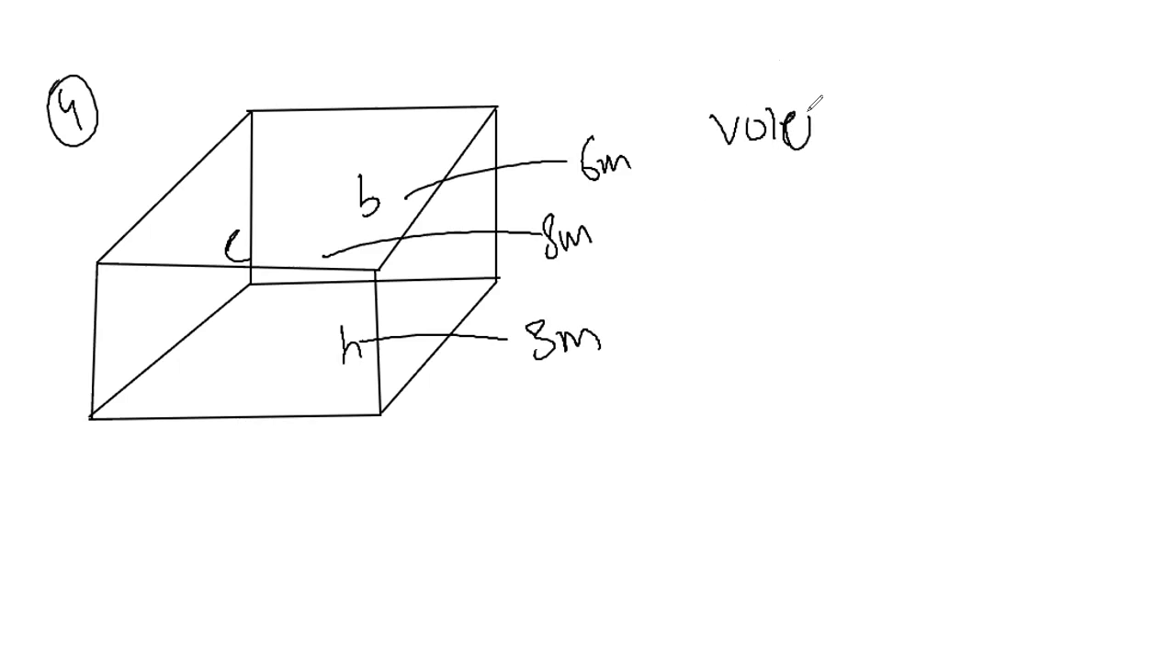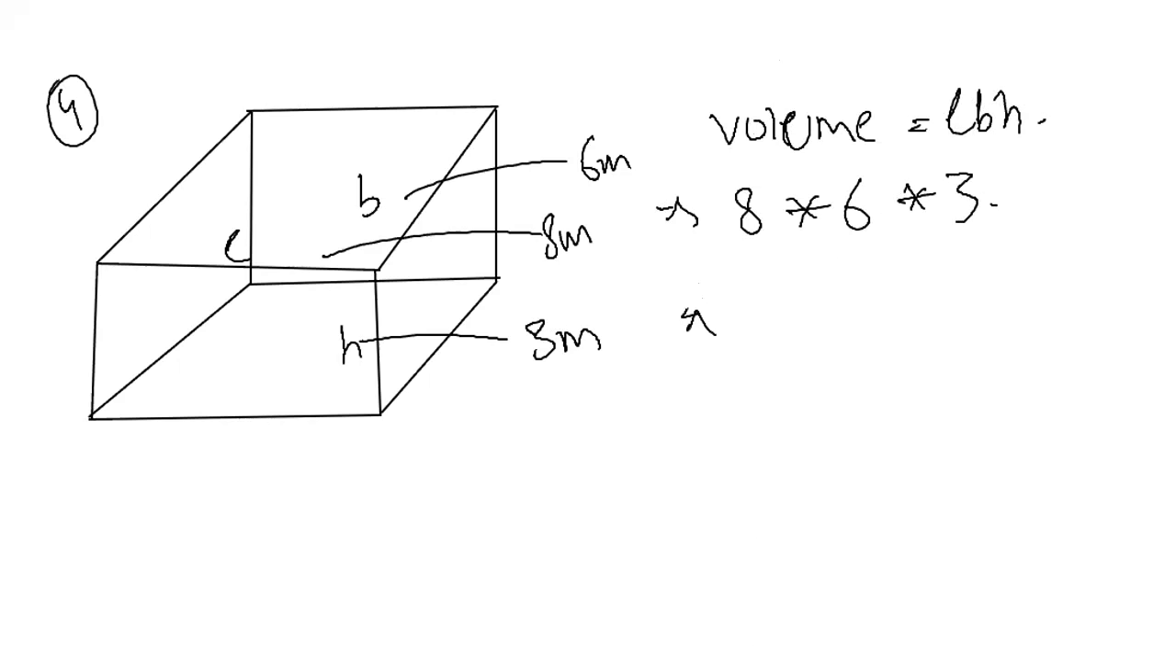Volume is equal to LBH. Okay. We'll substitute the values. LBH is L into B into H, and if it is L into B into H, then we'll substitute the values. So I'll just rub this and I'll enter L, that is 8 meters, into B, that is 6 meters, and 3, which is H. So 144 meter cube. So please note that in this question we have to find the volume, so the unit is meter cube.